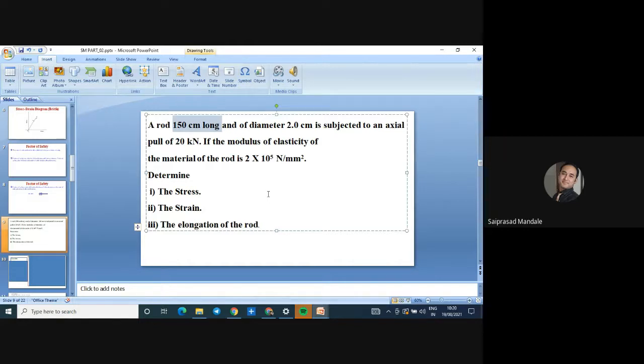How to convert 150 centimeter into mm? Multiply by 100. Very good. And anybody else? Multiply by 10. Multiply by? 10 square. Okay, so I have two answers: multiply by 10 and multiply by 100.